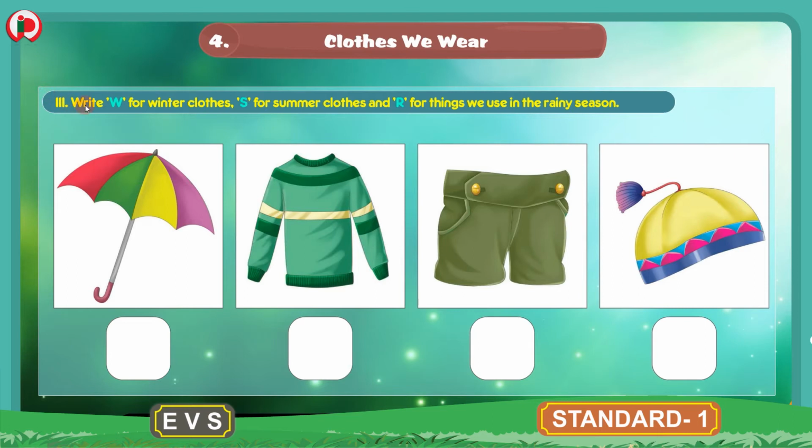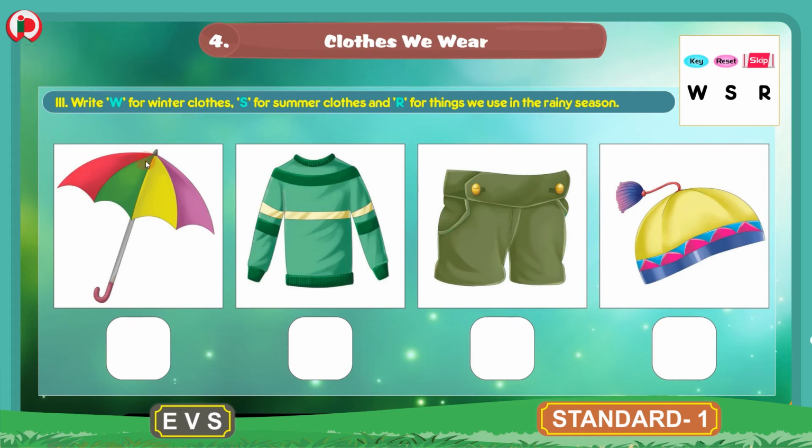Three. Write W for winter clothes, S for summer clothes and R for things we use in the rainy season. So children, these are the pictures of the different clothes we use in different seasons, and we have to identify these pictures and write in which season they are used. For winter season we have to use W, for summer season S, for rainy season R, and we have to write the correct letter in the given boxes here.